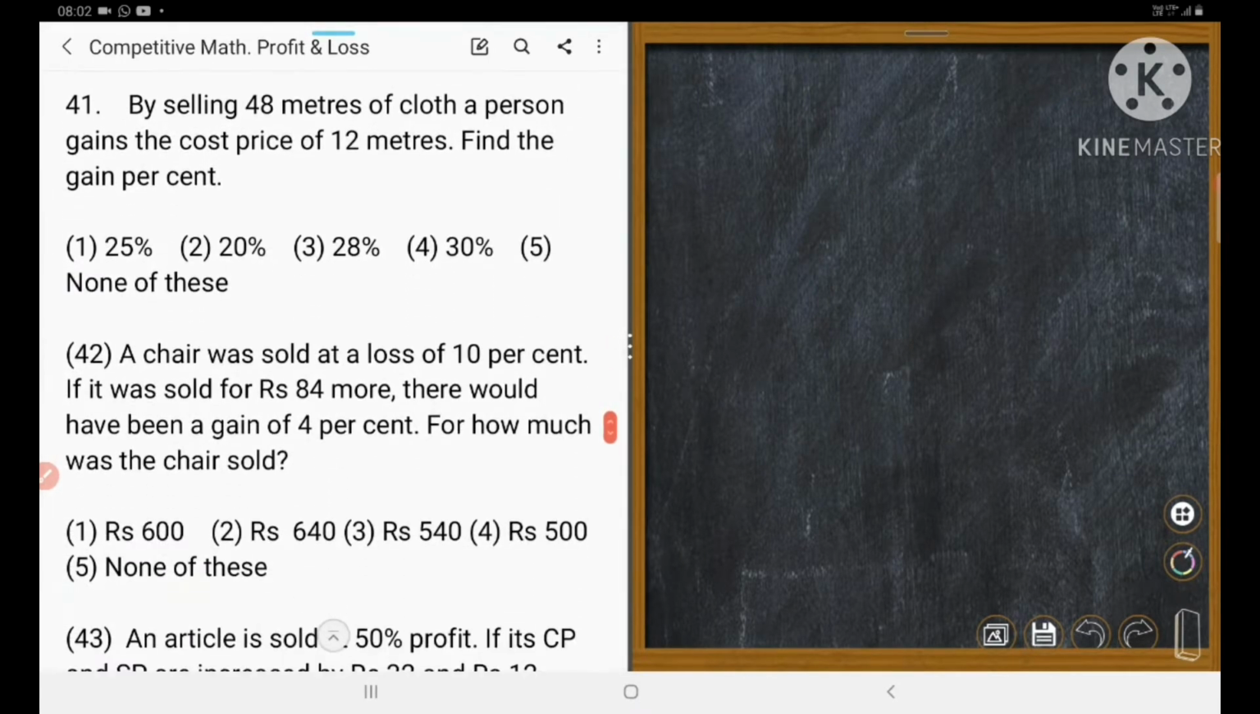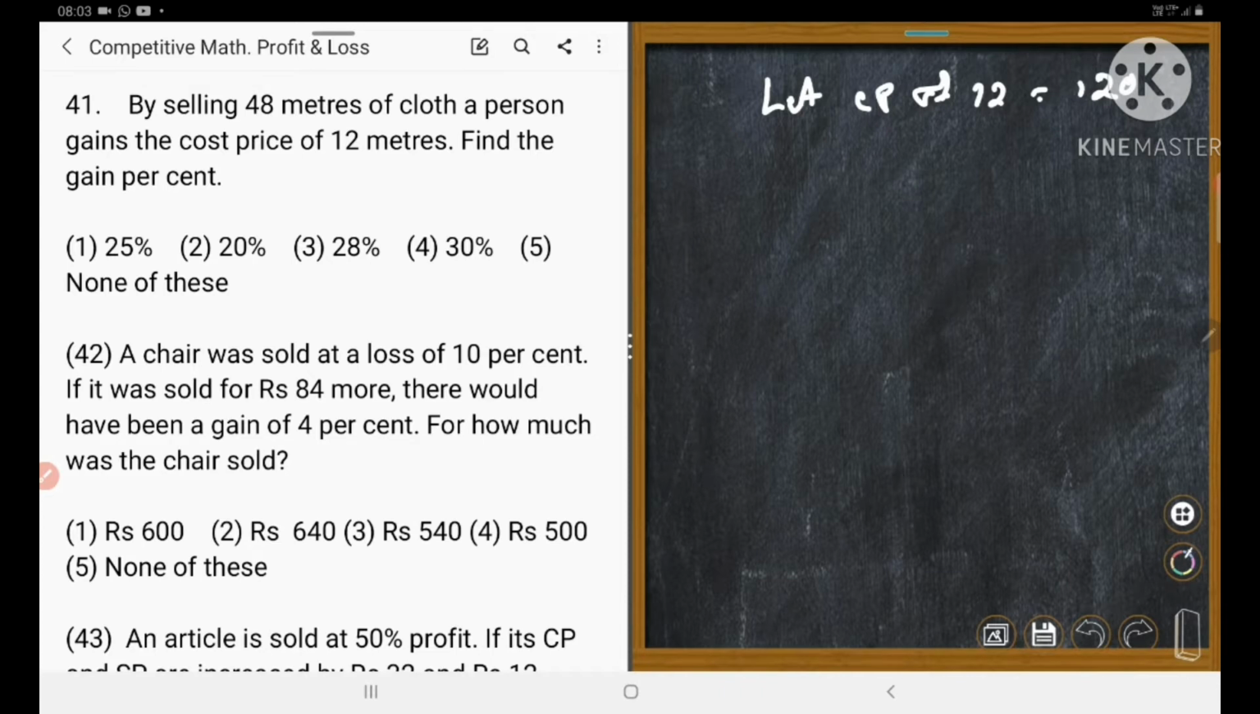Number 41. By selling 48 meters of cloth, a person gains the cost price of 12 meters. Find the gain percentage. So let the cost price of 12 meters be 120. CP of 12 meters is equal to 120. That means each meter is 10 rupees.